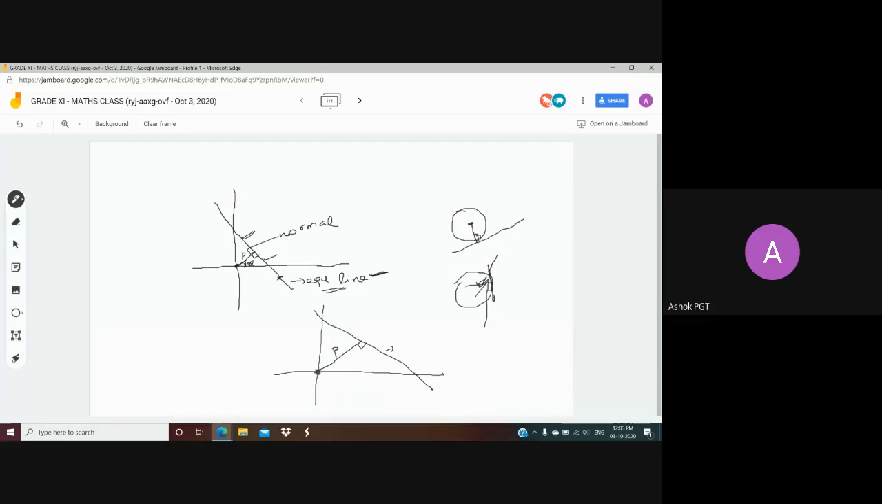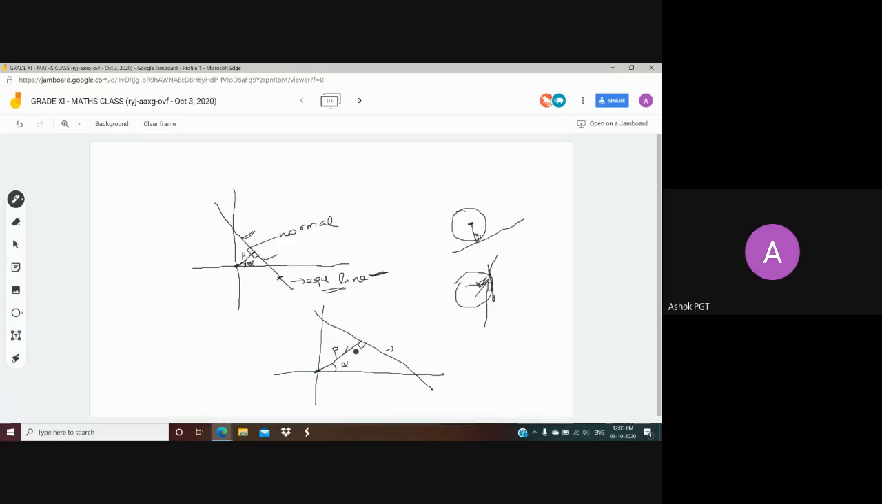Otherwise, it can be said that the length of the normal line segment from the origin to the meeting point of the required line is p units. And the normal makes an angle alpha with the positive direction of the x-axis. This is the angle made by the normal line, not by the required line. Now we need to write the equation of this straight line.